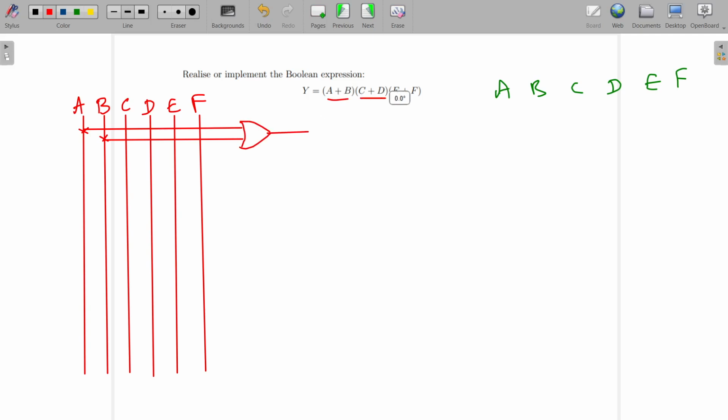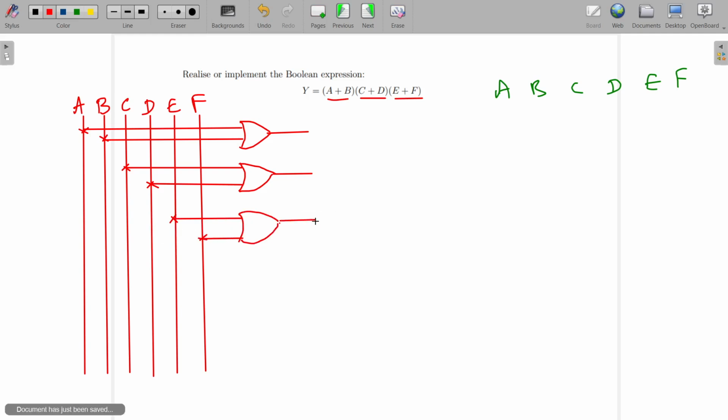Then go for the second term. So C, take the connection out of this. Take the connection from this D line, and they are combined using this OR gate. Then we have to implement the third term E plus F. So E, take the connection from this E line and take the connection from this F line. So we have this OR gate.